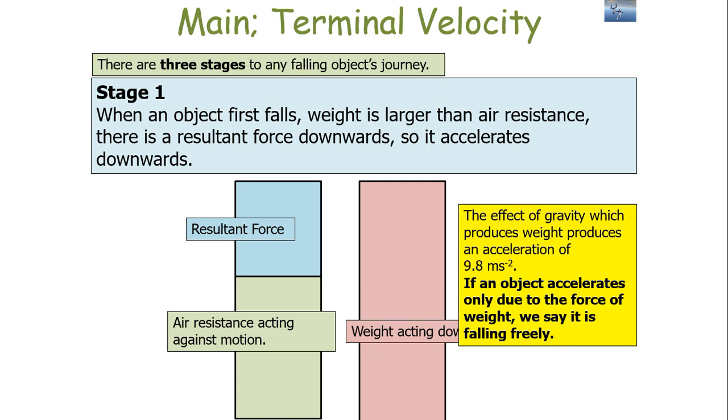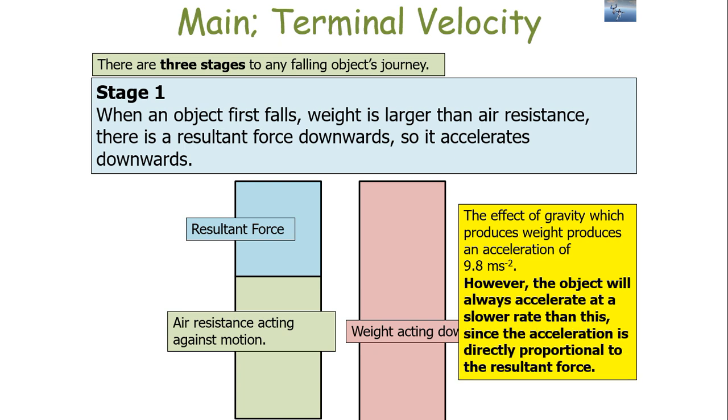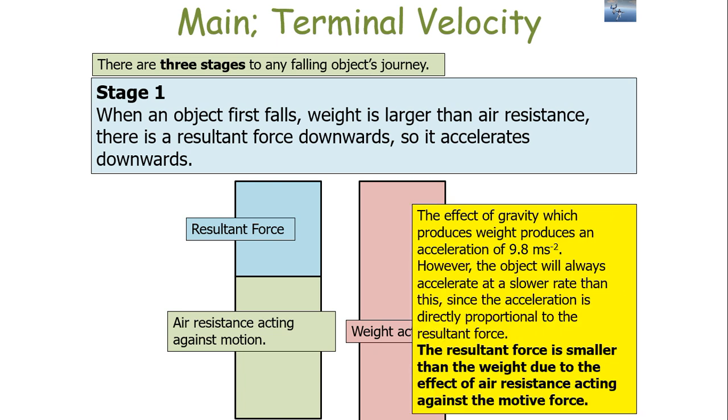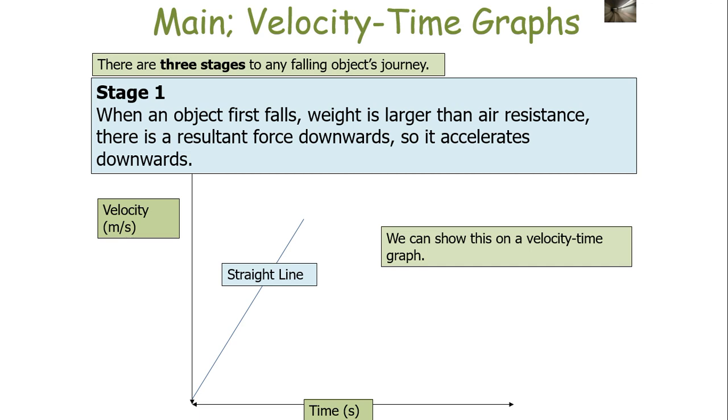So if an object accelerates only due to the force of weight, we say the object is falling freely, or in free fall. Now, unfortunately, as this object is falling on Earth where there is air resistance, the object will always accelerate at a slower rate than this, since acceleration is directly proportional to the resultant force, and the resultant force is not just the weight, but it's the weight and the air resistance. And because the air resistance acts against the motive force of weight, the resultant force is smaller, which means the acceleration will be smaller than 9.8 meters per second squared.